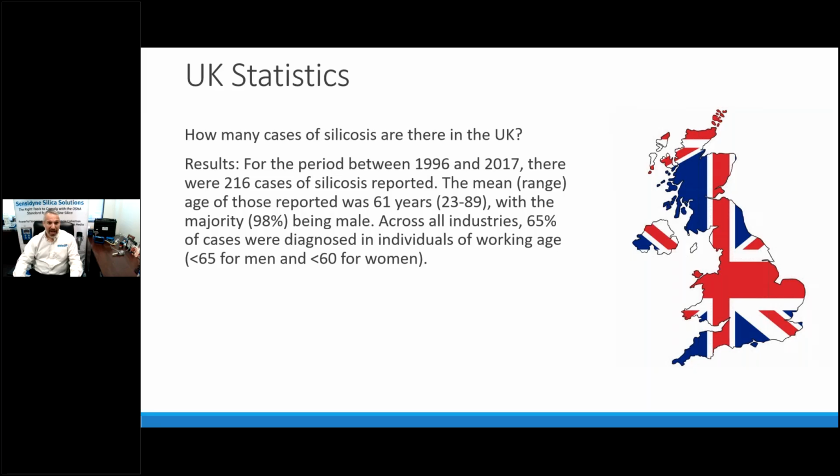So in the UK, for the period between 1996 and 2017, there were, I believe, a little over 216 cases of silicosis reported. The mean age of those was 61 years, with an age span from 23 all the way to 89. So it really shows that it can be exhibited in really any age of worker.